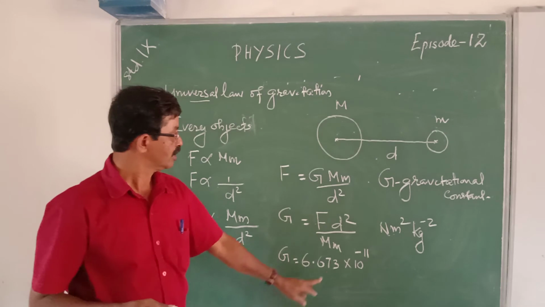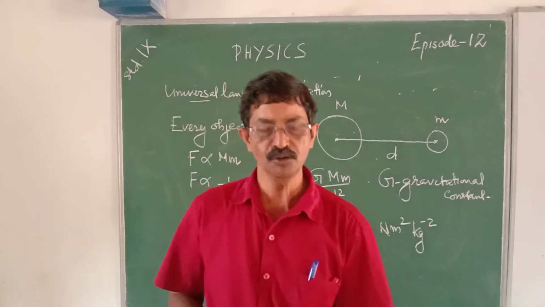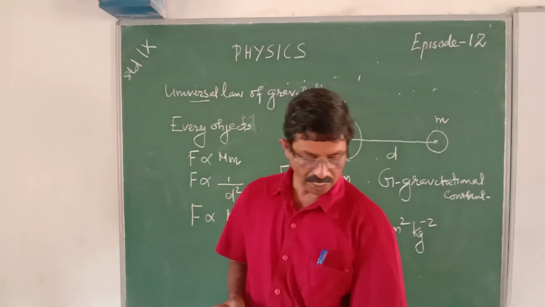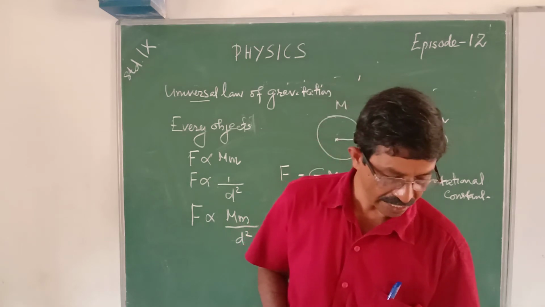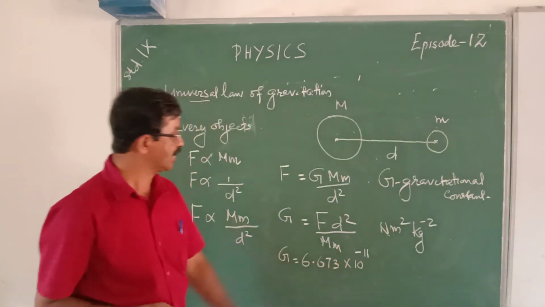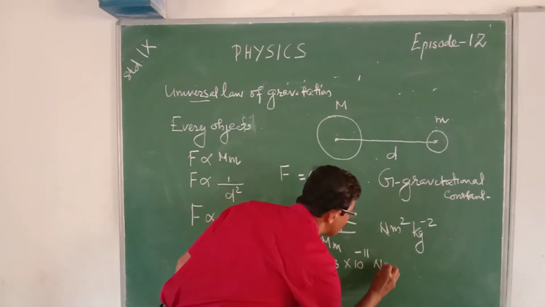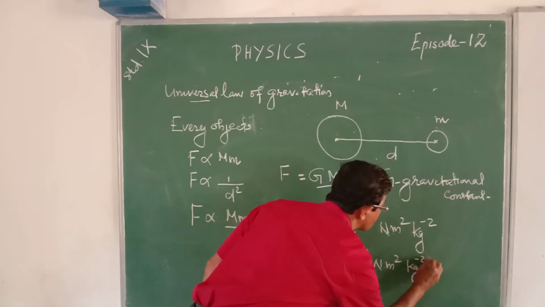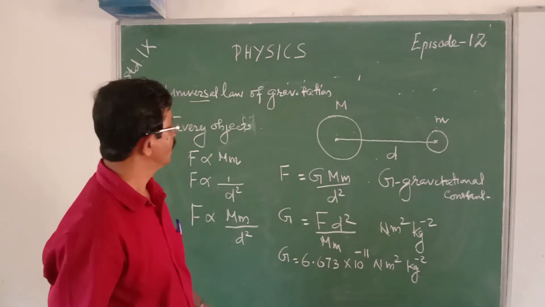6.673 into 10 to the power minus 11. This is the value he got by measuring the value of G. Now we can write a unit also. What is the unit? Newton meter square per kilogram square.